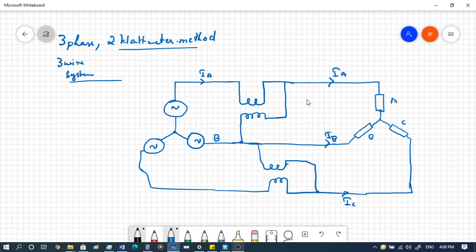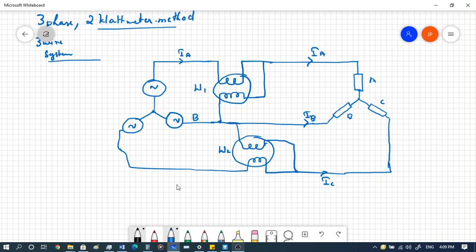So here we can see you have two wattmeters. So let's call this wattmeter 1, W1, and this W2, which are the two wattmeters. And let's say this is the current coil CC, and this is our pressure coil PC. Sorry, this is PC, the pressure coil, and this is the current coil over here of wattmeter 1 and wattmeter 2.